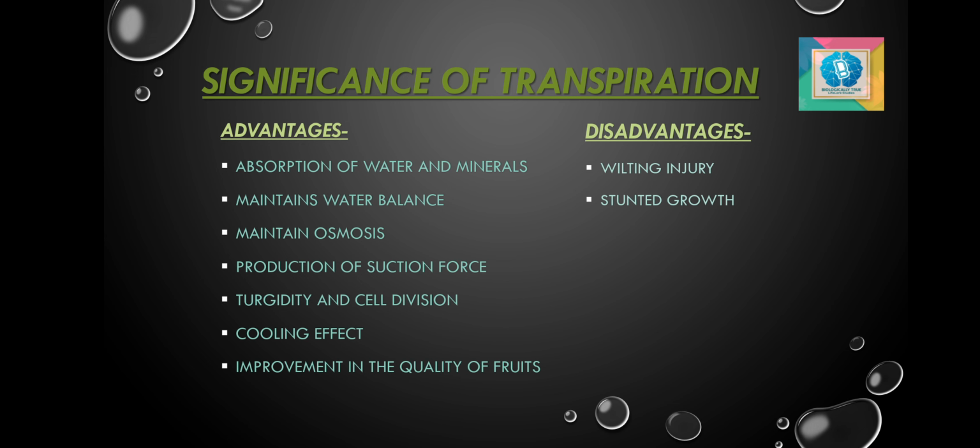Apart from the advantages, we should discuss some disadvantages also. So the first disadvantage of transpiration is wilting injury. The wilting results from the flaccid condition of the leaf cells when the amount of water lost through transpiration exceeds the amount of water absorbed through roots. It greatly reduces the yield of crop plants. The permanent wilting, if not recovered, may lead to death of the plants.